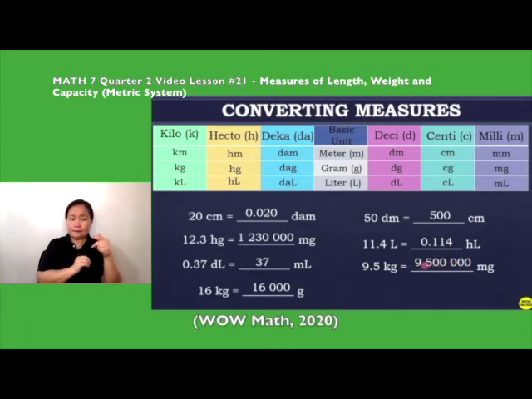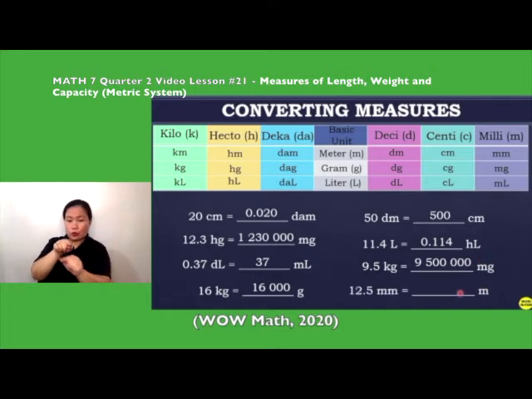So, from 9.5, 6 na moves. Kasi from here, 1, 2, 3, 4, 5, 6. So, from here, 1, 2, 3, 4, 5, 6. Ayun po. And the last one, 12.5 millimeters to meters.